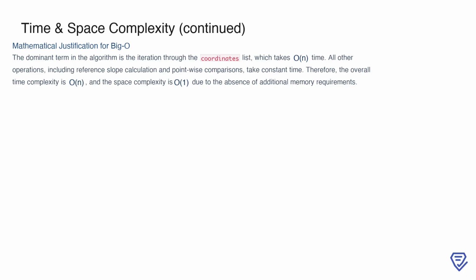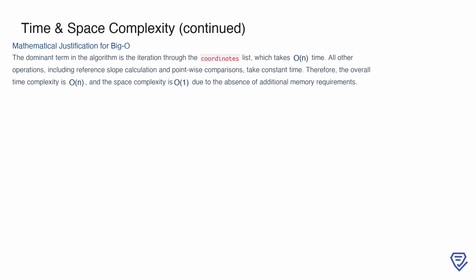Each of these steps performs constant time operations, such as calculating the cross product and checking for equality. The reference slope calculation and other initial operations are also constant time and do not depend on the input size. Since O(n) dominates O(1), the overall time complexity is O(n).